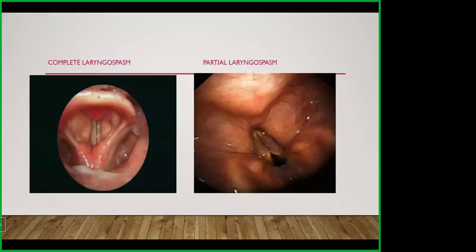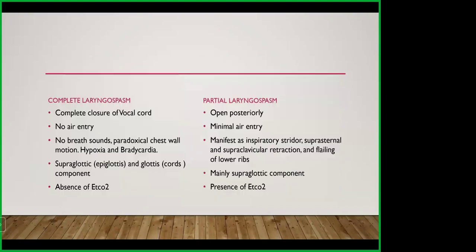In complete laryngospasm, the laryngeal inlet is completely closed, whereas in partial laryngospasm, the posterior part of the vocal cord is still opened up. So, because of the Bernoulli effect through this narrowed airway, the velocity of airflow is very high, which leads to inspiratory stridor. And it can be very well confused with upper airway obstruction, which usually happens after emergence from anesthesia, immediately after extubation.